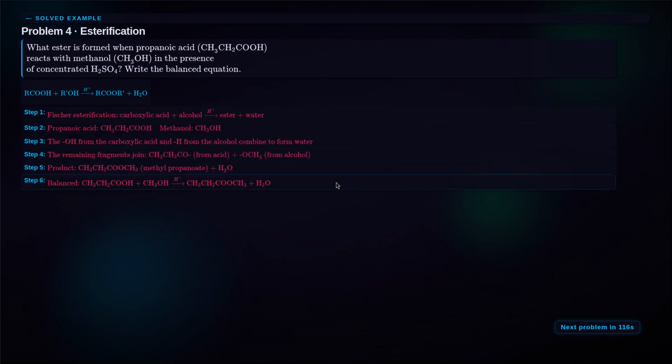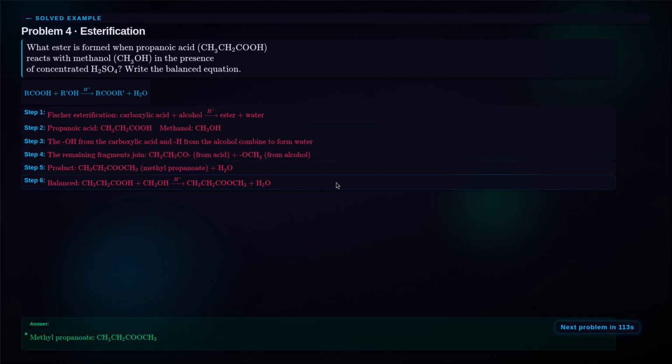Problem 4. Esterification. What ester is formed when propanoic acid reacts with methanol in the presence of concentrated sulfuric acid? Step 1. Fischer esterification is the reaction between a carboxylic acid and an alcohol to form an ester and water. Step 2. Propanoic acid is CH3CH2COOH and methanol is CH3OH. Step 3. The OH from the carboxylic acid and the H from the alcohol combine to form water.